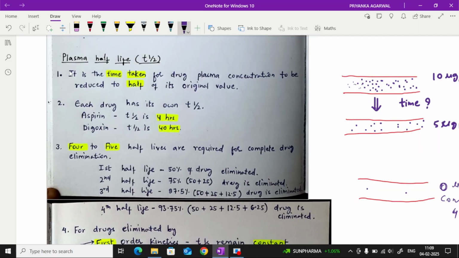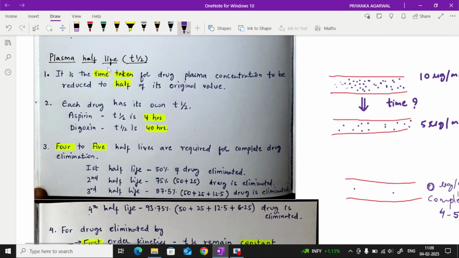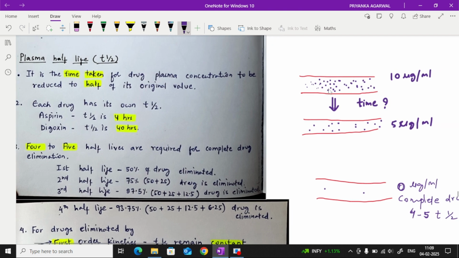Okay, so what do you mean by plasma half-life? T half. So what do you understand by this? It is the time taken for drug plasma concentration to be reduced to half of its original value. So imagine this is your blood vessel and the dots here are the drugs in the blood vessel. What is plasma half-life? In simple words, it is in how much time the drug concentration in the blood vessel will be reduced to half.